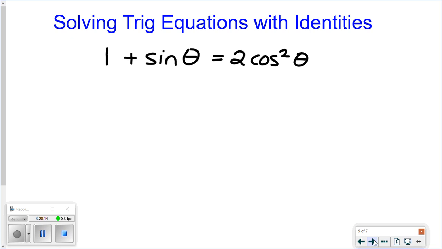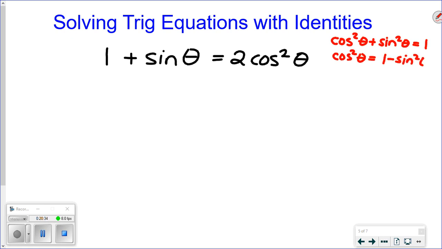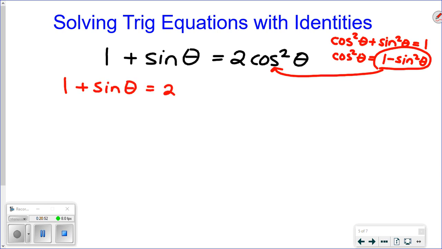So what we can do here is use our Pythagorean identity that says cosine squared plus sine squared equals 1. And then let's say I solve this for cosine squared, meaning I'll subtract the sine squared. I get cosine squared equals 1 minus sine squared. And so now I can substitute the 1 minus sine squared in place of cosine squared. So that'll give me 1 plus sine theta equals 2 times 1 minus sine squared theta.